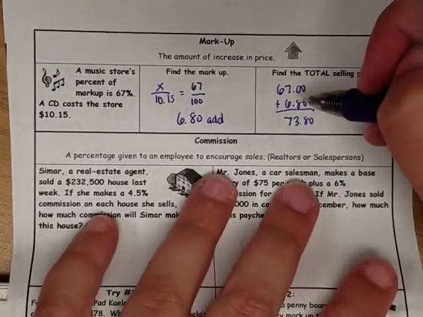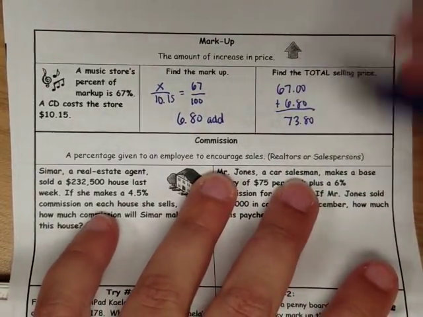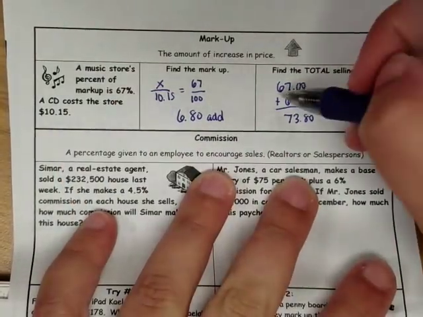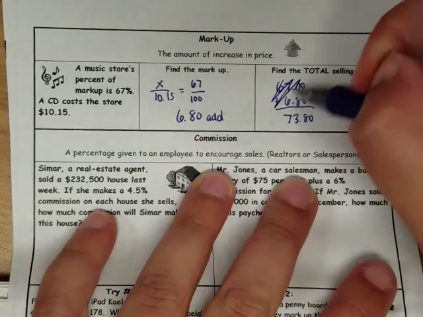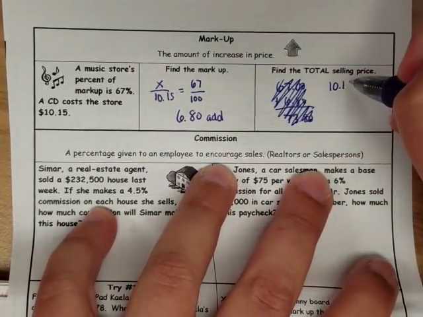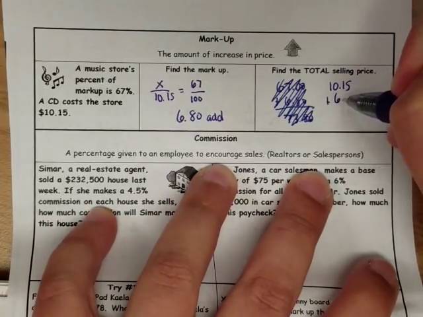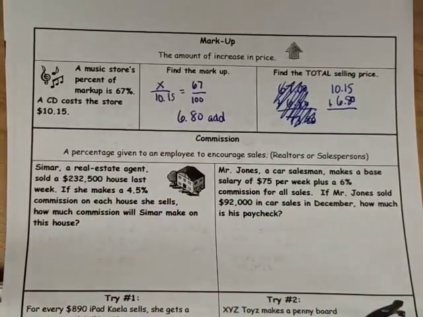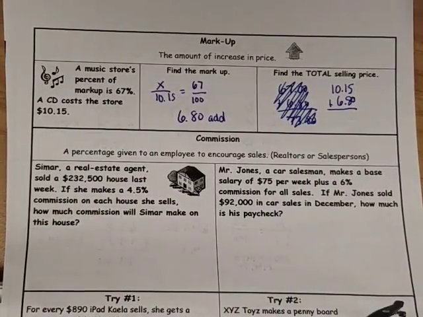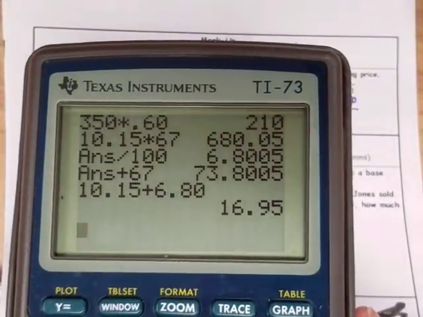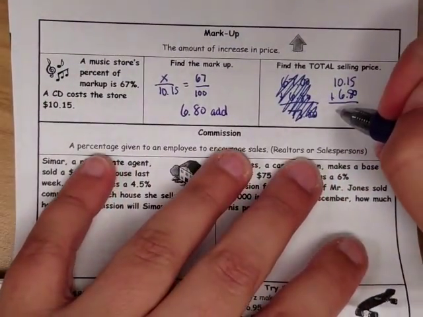Oh, guys, whoa. Hold up. Sorry. I mixed that up. It's not $67. It's $10.15. I mixed up the percent. So mark that out. Sorry about that. $10.15 plus the $6.80. Ooh, that was a big mistake. Miss Mooks strikes again. So $10.15 plus $6.80 is $16.95. That makes a lot more sense for the answer.